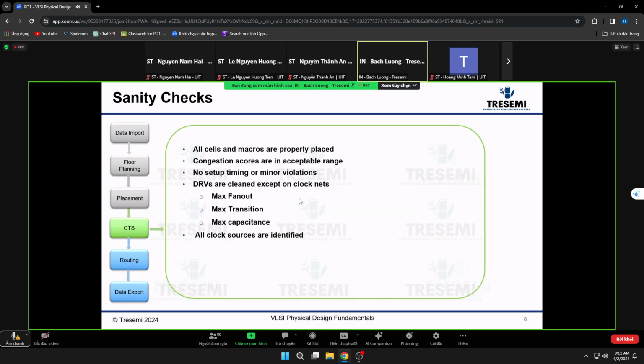Okay, sanity checks, similar to what we did before in placement. We make sure that all the cells, macros, and rows are properly placed. Congestion is under control. No setup violations, or only minor violations on timing, is okay. All DRVs are clean except on the clock nets. And then we also need to identify all the clock sources, so we know what they are. So we'll create the clock tree spec.